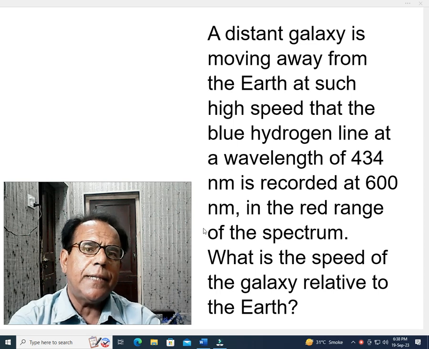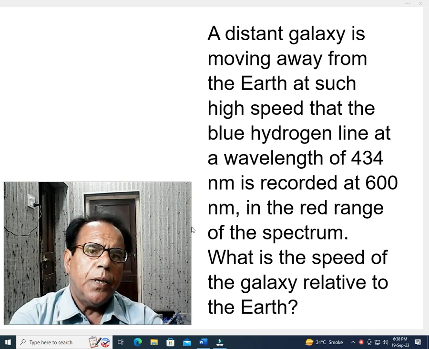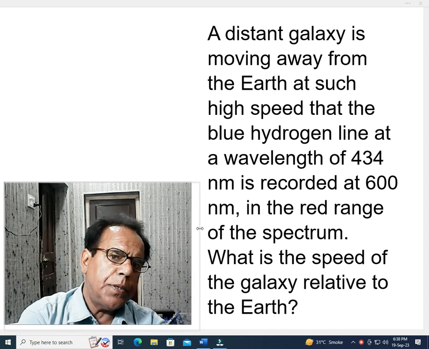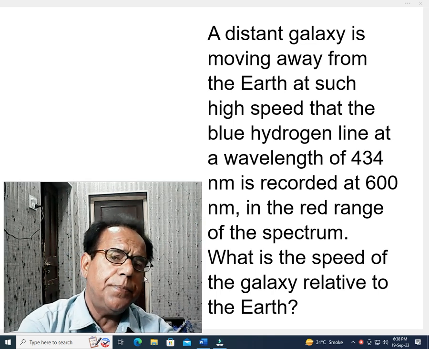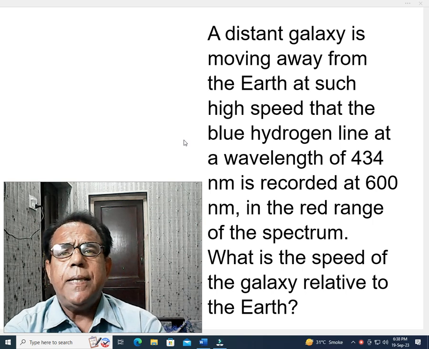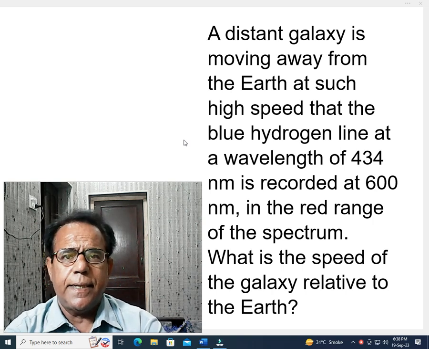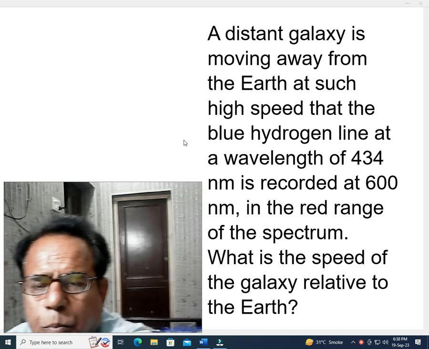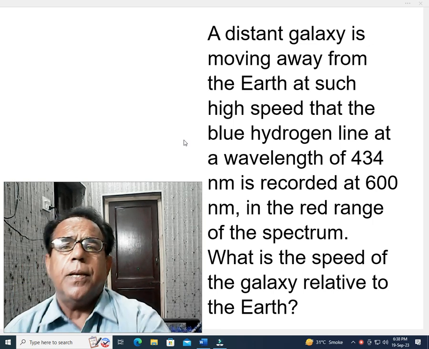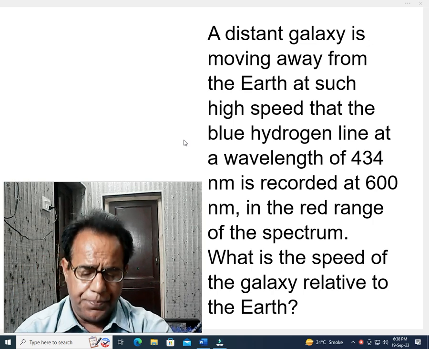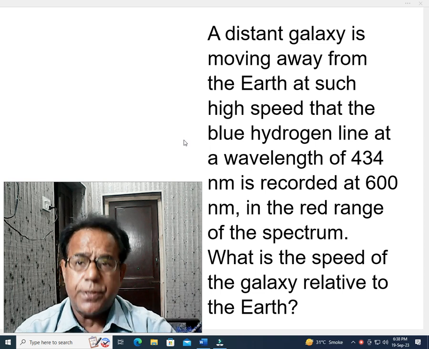This is our next problem. The problem has been chosen from the book Modern Physics by Kenneth S. Crane. As usual, we first come to its statement.